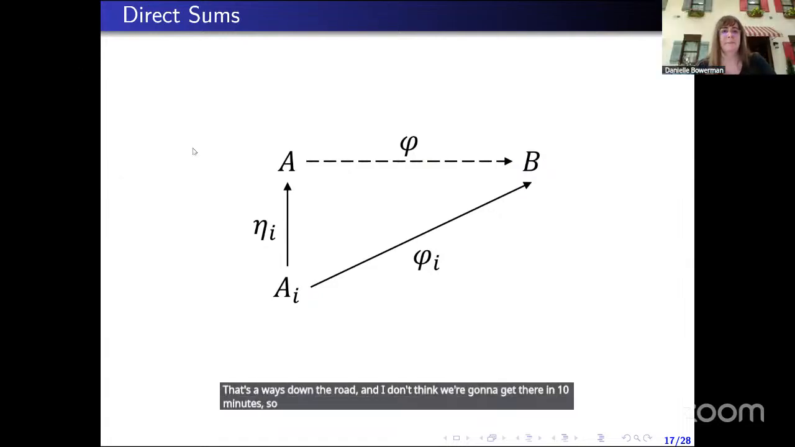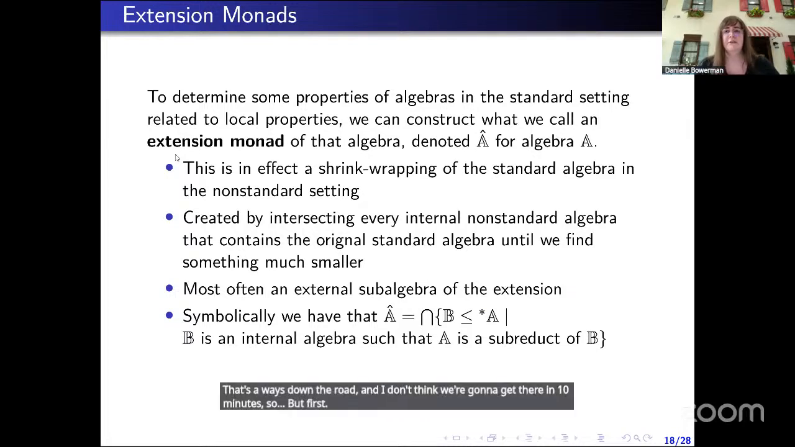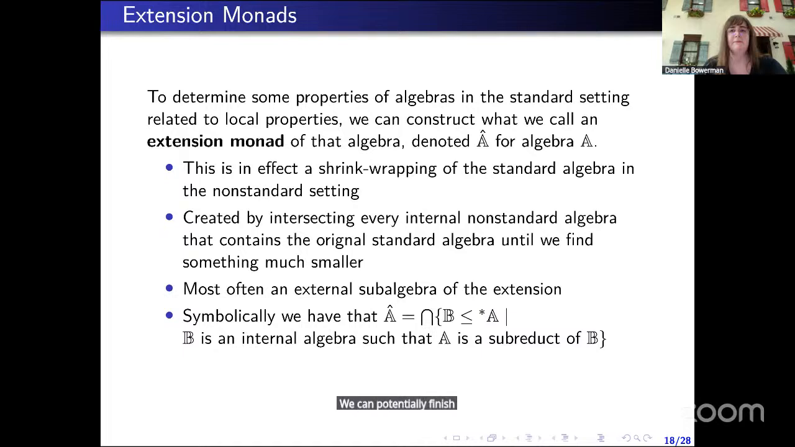No worries. But first, let's actually get to the titular extension monads, and at least we can potentially finish with that. Or get to a theorem, maybe.